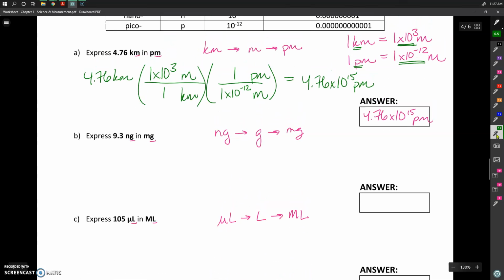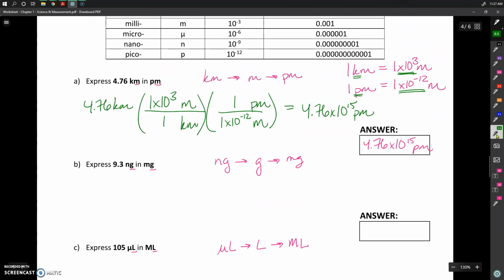So moving right forward with this, remember that these roadmaps tell me the conversions that I'm going to need to do to convert the number I'm starting with. So for this problem, letter B, that's going to be 9.3 nanograms that I'm starting with, and I'm trying to convert that into milligrams. And so with my roadmap, I'm noting here that I want to convert the nanograms into grams first, and then into milligrams.